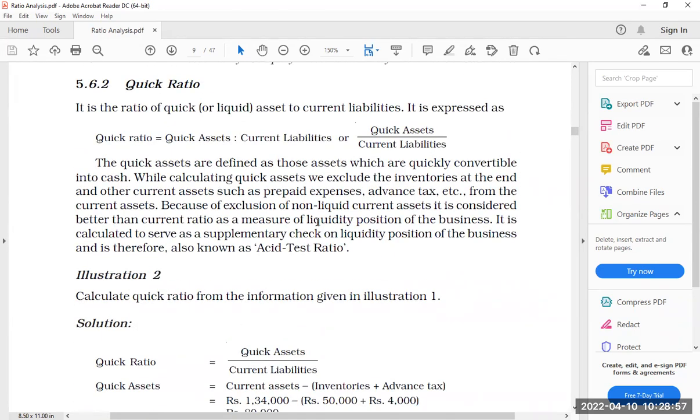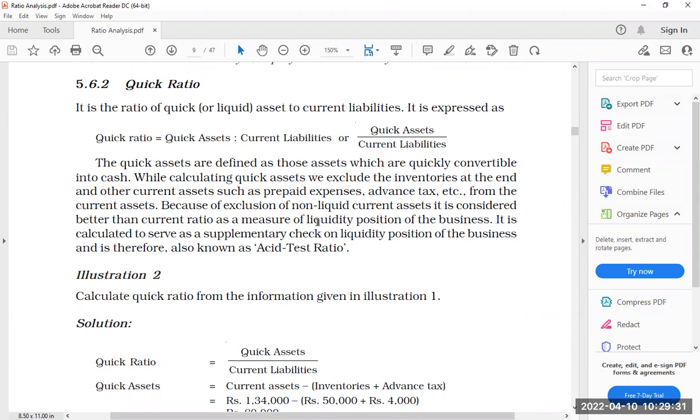Okay. Second one is quick ratio. Second ratio under the family of liquidity ratio is quick ratio. Just a variation from the current ratio. Small variation, that is quick assets divided by current liability. Instead of taking total current assets, we are taking only quick assets. Then what is quick assets?